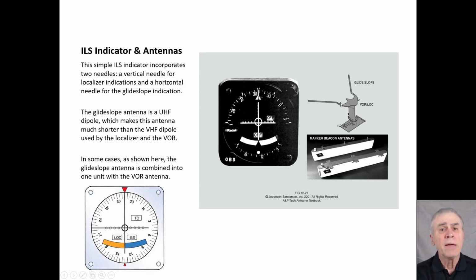Okay, the indicators in the flight deck, and then the antennas on the outside of the aircraft. So they're basically showing you what the indicator looks like. You can see the one that has the localizer and the glide slope actually in one. So the pilot can pretty much use the localizer so they're on the right side. They're on the right angle.